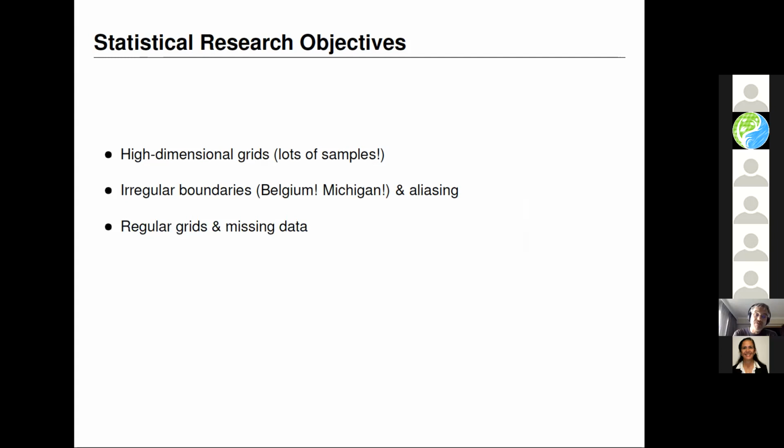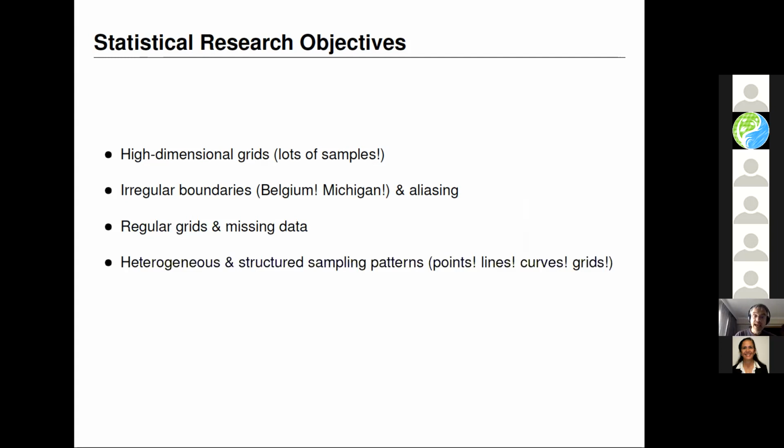Even if we have regular grids, we have missing data that we want to efficiently be able to treat. And then we have these extremely heterogeneous and structured sampling patterns that could be points and lines and curves and grids. Here in this talk, we're not at all solving all of that, but we need to be aware of and work towards dealing with efficiently.